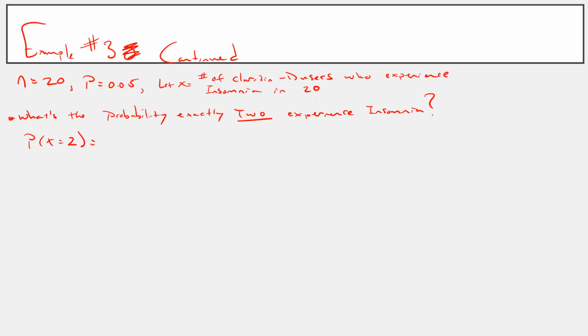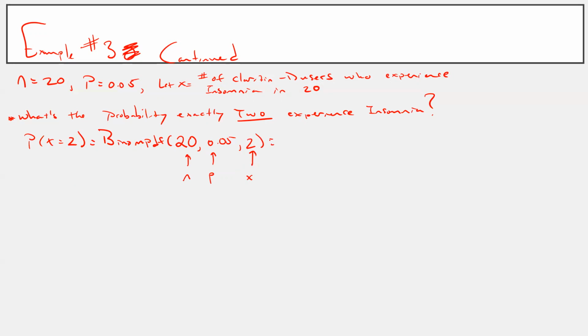All right, so you can see where this is going, right? So is this a PDF or CDF problem? It's a PDF, binom PDF. So the first thing goes N. So what number would I plug into my calculator first? 20. Yep. And then P goes next. 0.05. Yep. And then what? 2. Yep.